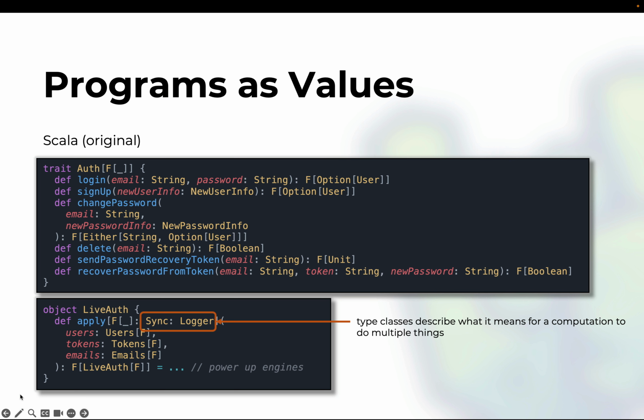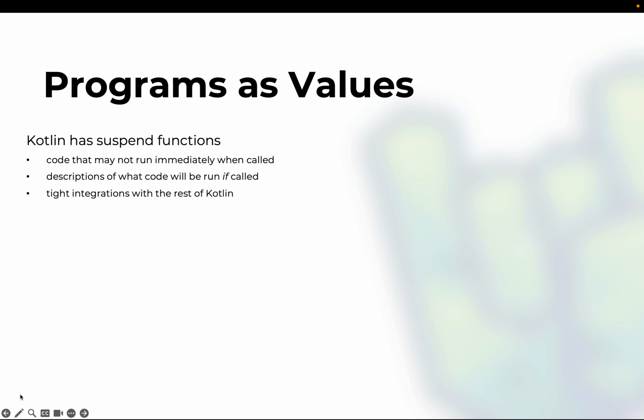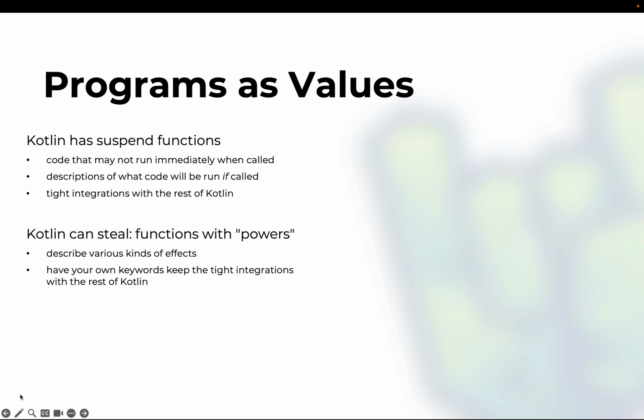So essentially what you have is your own keywords. We don't have suspend, but we have much more. And we can grant these capabilities in the form of implicit type class instances that we pass automatically from the compiler. So as we mentioned earlier, Kotlin has suspend functions with the properties that we've described, but what Scala has over Kotlin is this ability to grant new powers to existing functions.